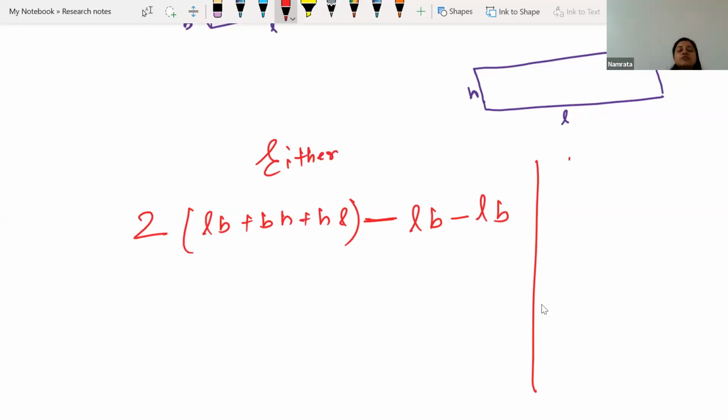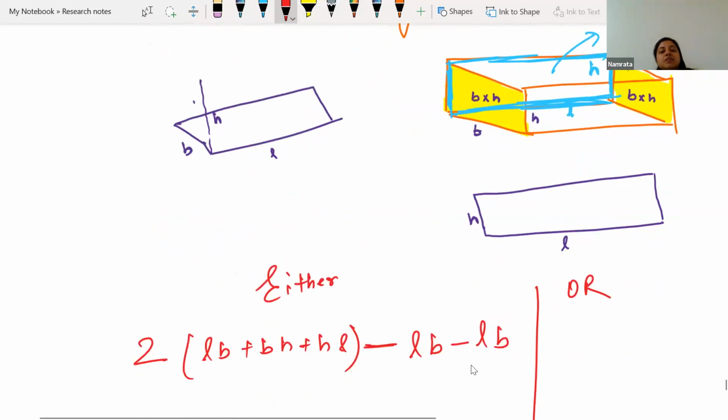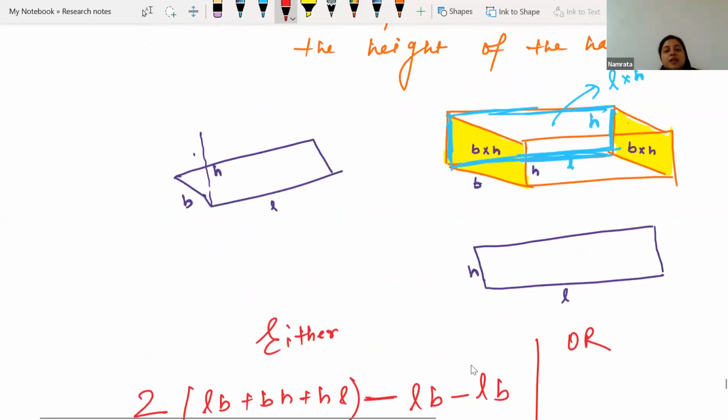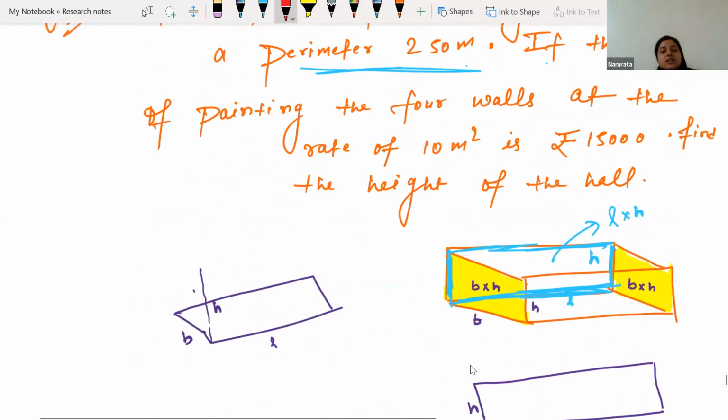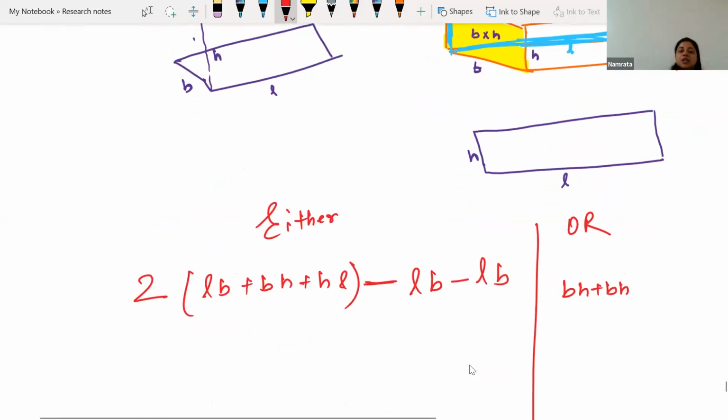the straightforward way, or if you understand the concept, then see what area the four walls will have. So the yellow part here and the yellow part there will have the area BH plus BH, and the sky part at the back and the sky part at the front will have area LH plus LH. So anyway, you can do it. Either take the total surface area, and from that total surface area just exclude the floor area and the top area. Or just do it this way. You will have the same thing.